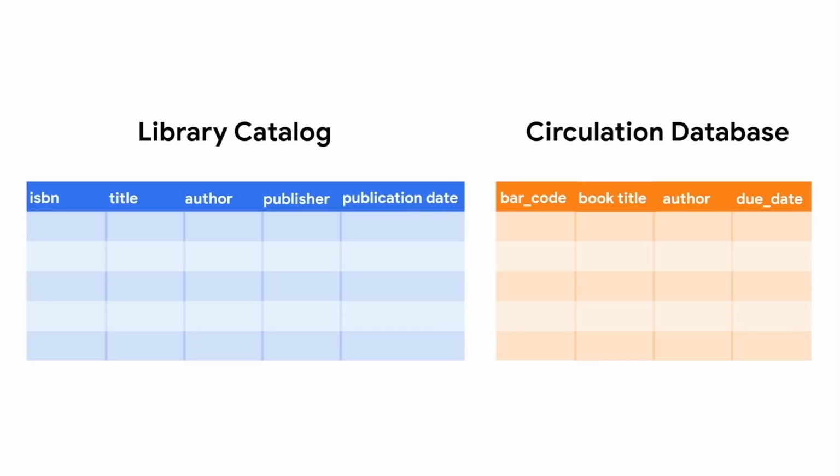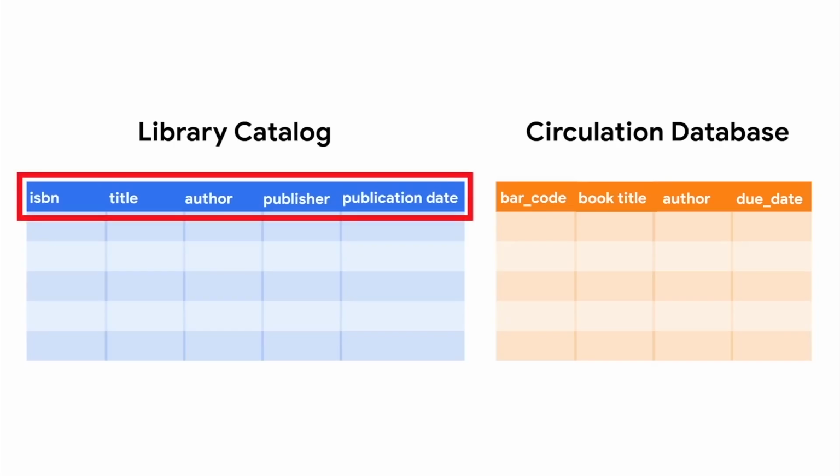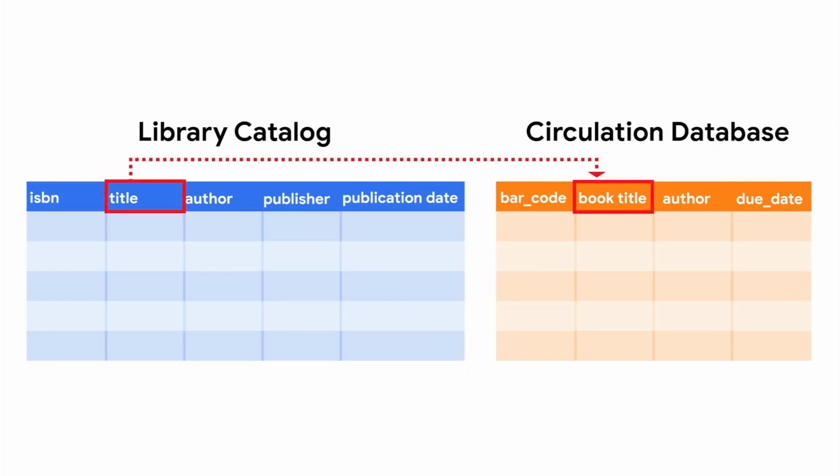To do this, they can use data mapping. First, the team identifies the fields that need to be mapped, in this case, the ISBN, title, author, publisher, and publication date fields. Next, the data team standardizes the naming conventions for the fields. For example, the title field in the circulation database is named book title, while the title field in the library catalog is just called title.